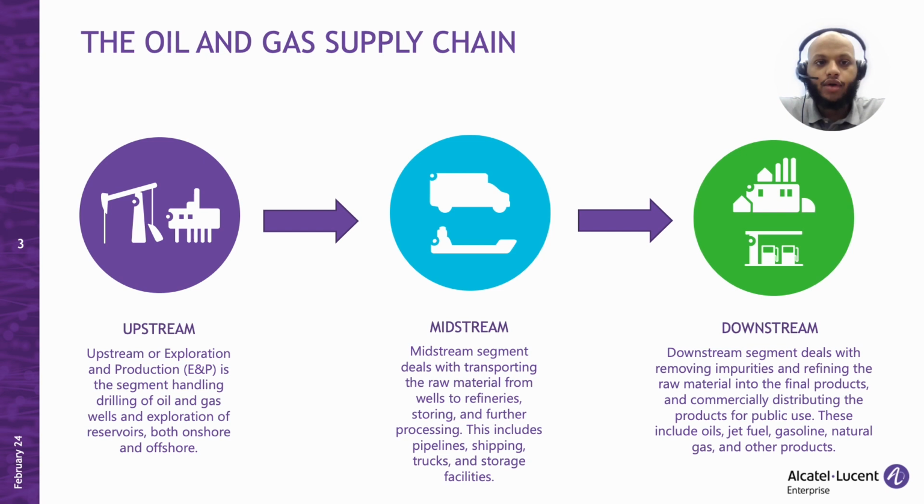Lastly, the third sector is the downstream sector, and it includes refining and processing of oil and gas, retail and distribution facilities. It is the sector that includes end products from oil and gas raw materials such as gasoline, jet fuel, natural gas, lubricants, etc.